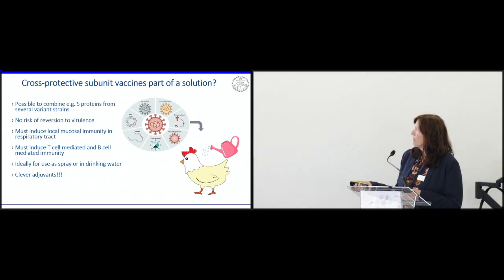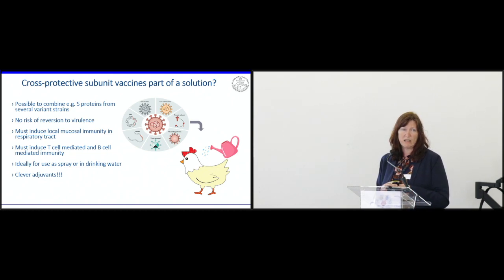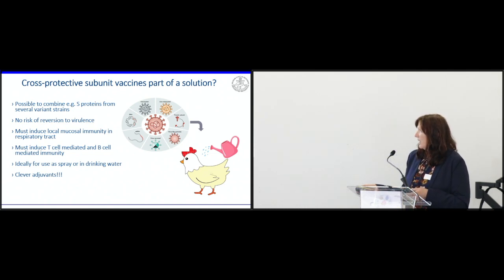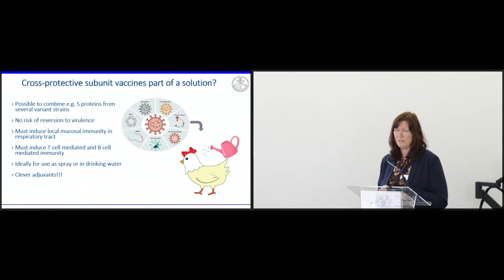But there are also some prerequisites that need to be met, and ideally we want vaccines for spray or drinking water. Because you can imagine if you have 10,000 chickens, it is doable in the hatchery, but in the production period, it's really no fun to inject vaccines into this many animals. So what is needed is really to figure out clever adjuvants for these types of vaccines.